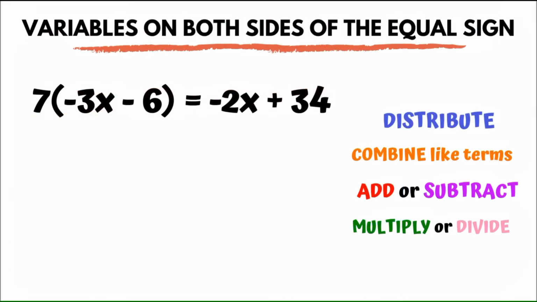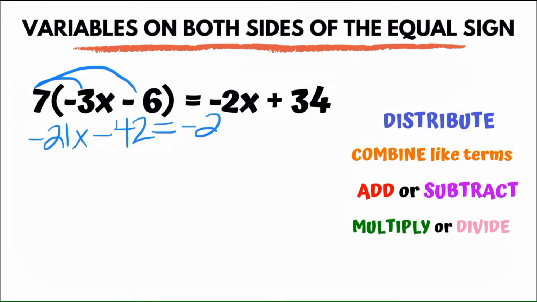We're going to take a look at one more problem, and we're just going to walk through the steps again. First step is to distribute and multiply. 7 times -3x is -21x. And then 7 times -6 is -42. And then I just bring everything down. Negative 2x plus 34. So distributed, check. Now I need to see if there are any like terms to combine on the same side. I don't see anything, so that's done.